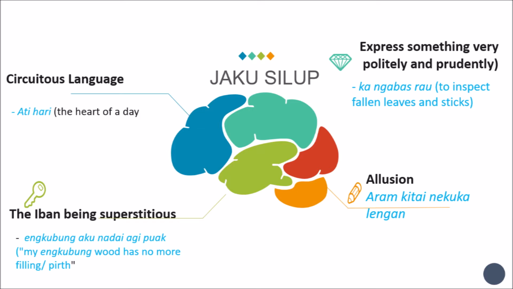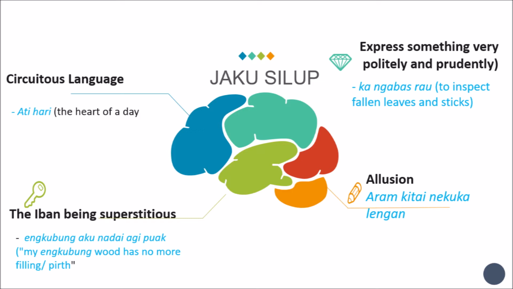Then number 2, allusion. It is an indirect statement. For example, in Iban, we cannot say, we want to eat, or I want to eat, or my stomach is hungry. We do not do that. We do not say that. But instead, we say, nekuk kelengan. Nekuk kelengan is to fold arm. Fold arm means to tell people that we are going to have a break or we want to enjoy our meal. But when we are away from home, we should not say that because this will invite disasters to come upon us.